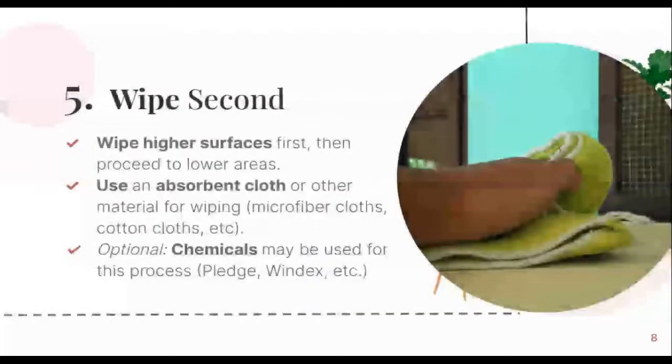So we proceed to step 5, wipe second. You would wipe higher surfaces first, then proceed to the lower areas. Use an absorbent cloth or other material for wiping, whether it be microfiber cloths or made out of cotton. Whatever is absorbent is completely fine. It is optional, however, that chemicals may be used for this process if you want to apply a finishing touch, whether it be Pledge or Windex. That's entirely up to you.